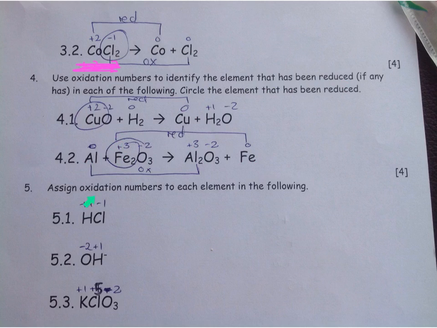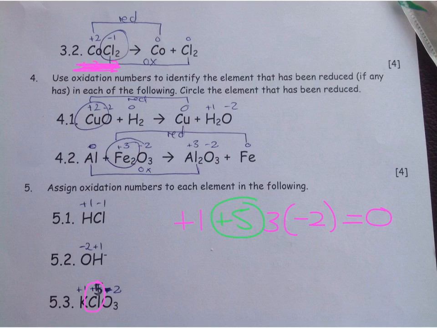Assign oxidation numbers to each element in the following. Hydrogen's plus 1, chlorine's minus 1, oxygen minus 2, plus 1, and this is the one that was particularly tricky. Chlorine should be minus 1, of course it should, but this whole thing has to equal 0. So potassium's plus 1, it's only got 1 electron that it can do anything with. Oxygen is always minus 2, and there are 3 of them. This whole thing has to equal 0, and then it turns out that you need a plus 5.